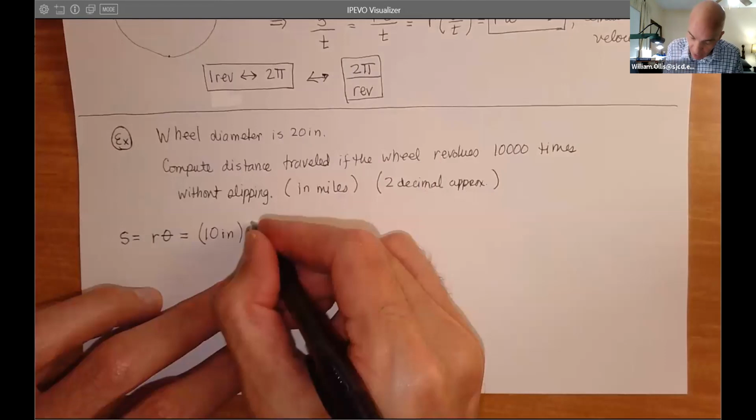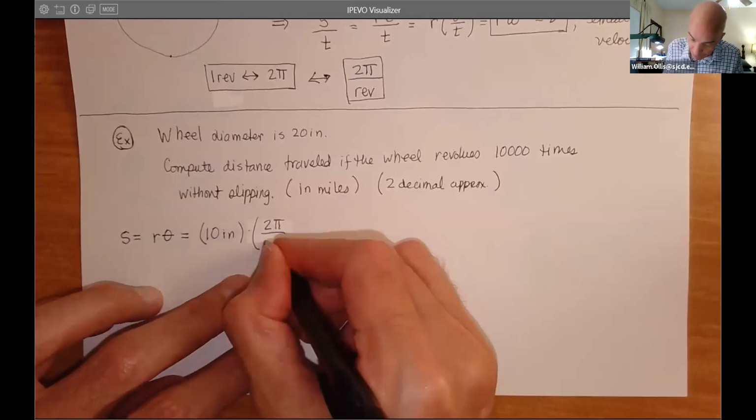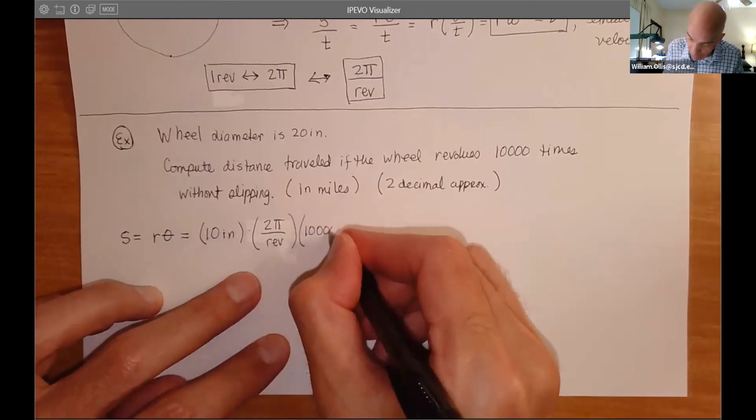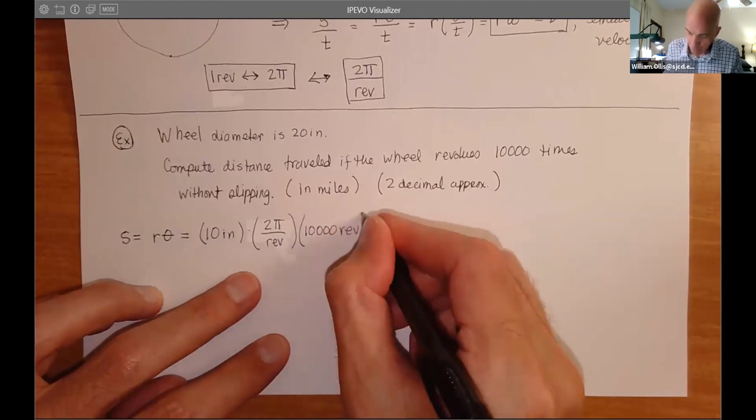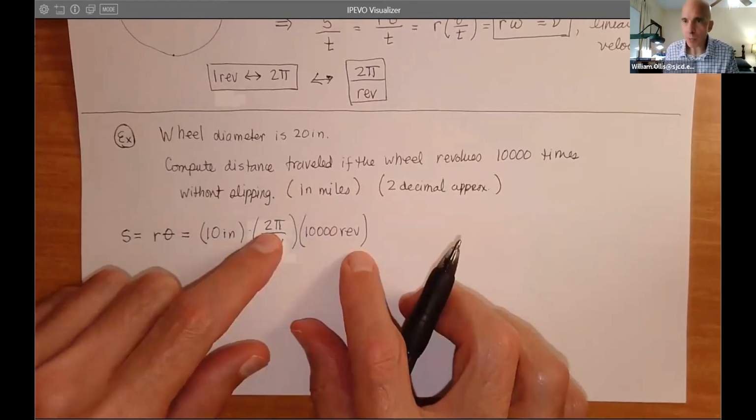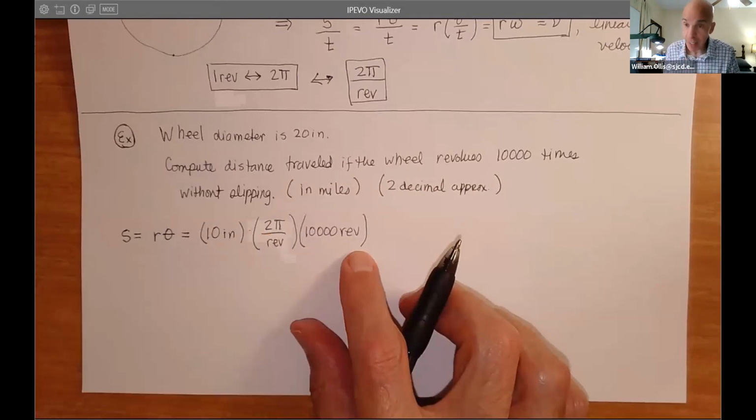So now we have 2 pi radians per revolution times 10,000 revolutions. Okay, so the revolutions absorb, and so we have 2 pi radians. So that's a lot of distance, and we have 10 inches.